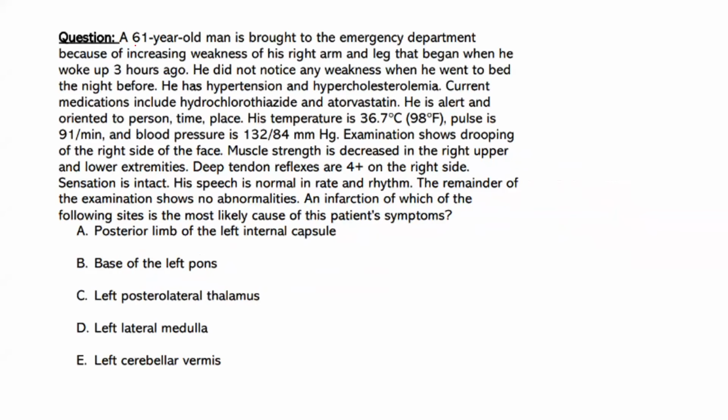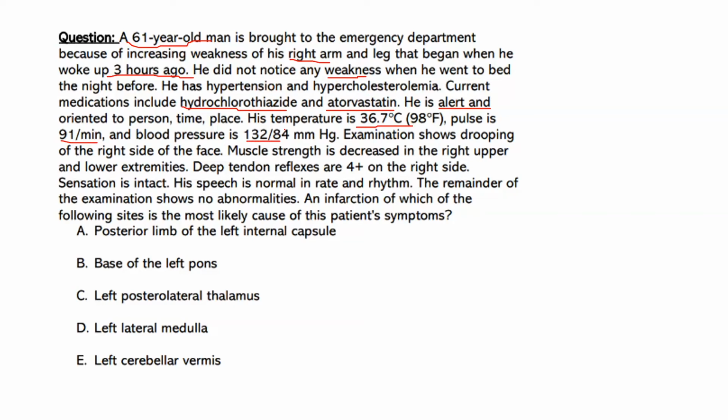Okay. So the next case is a 61-year-old man that's brought to the emergency department because of weakness of the right arm and leg that began 3 hours ago. He hadn't noticed any weakness when he went to bed the night before. He has hypertension and hypercholesterolemia, and he takes medications for both. So he's taking an antihypertensive, a thiazide diuretic, and he's taking a statin, right? He's alert and oriented, and his temperature is 36.7, his pulse is 91, and his blood pressure is 132.